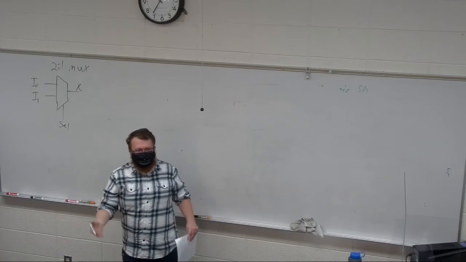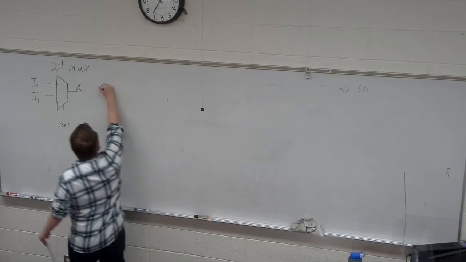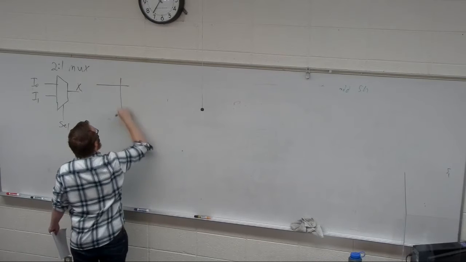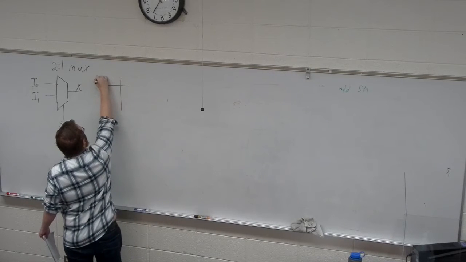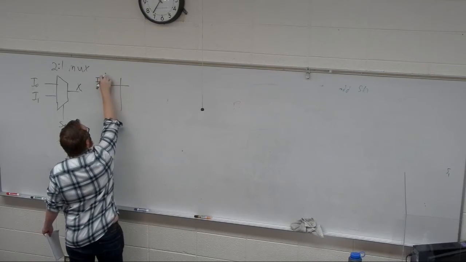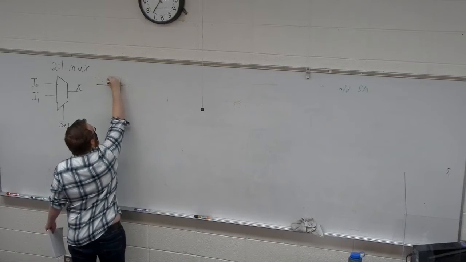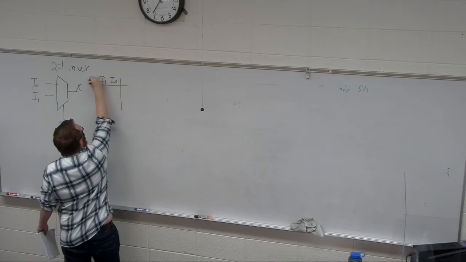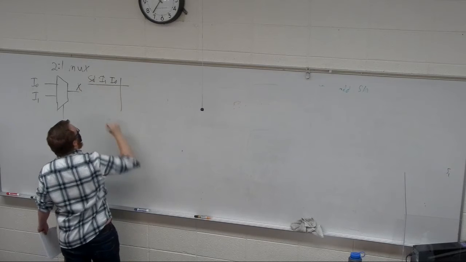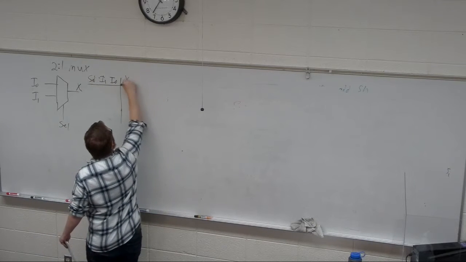Right, so this is going to have a really simple truth table where I have I0, well, let's do this in reverse. I0, I1, select, and then X.